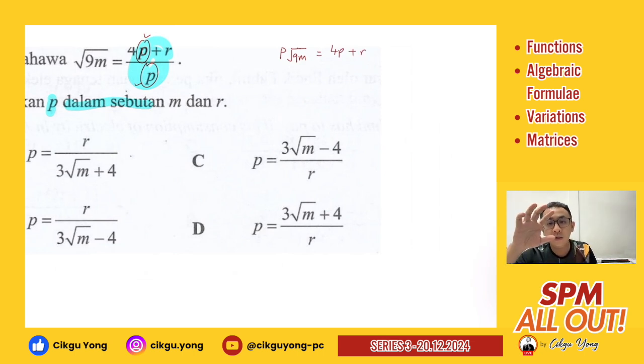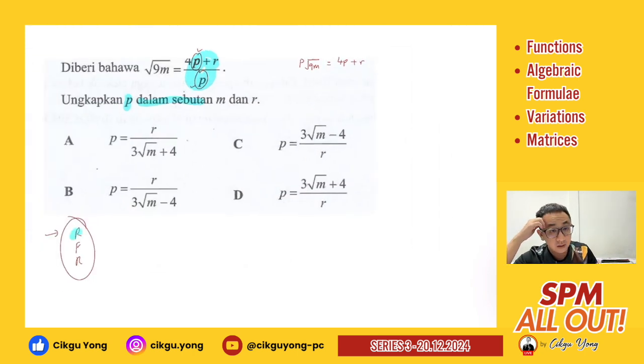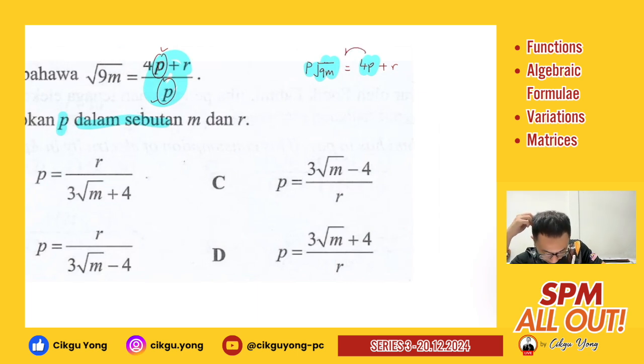You will have P multiplied with square root 9m equals 4P plus R. From here you can see on your left hand side there's only one term because it is a multiplication where it has already been mixed together. On your right hand side there are two terms: the first is 4P, the second is R. So you will need to do your first regrouping by grouping your P elements together on your left hand side. Shifting it, you will get P square root 9m minus 4P equals R.